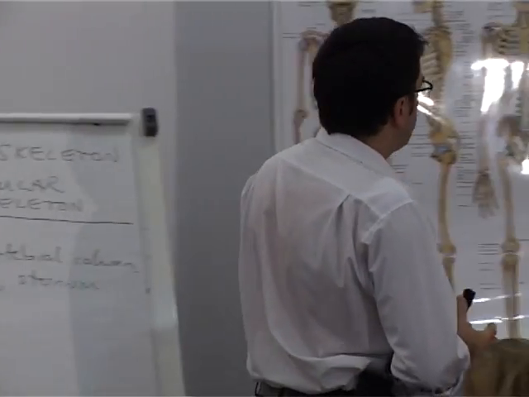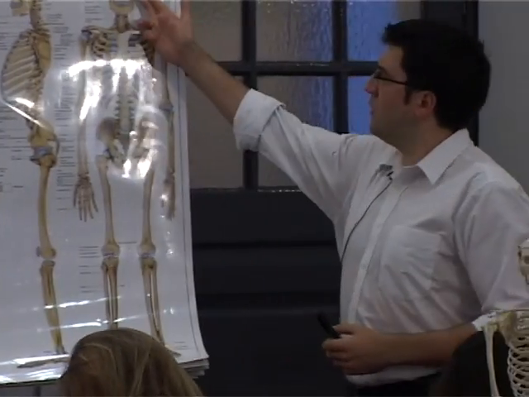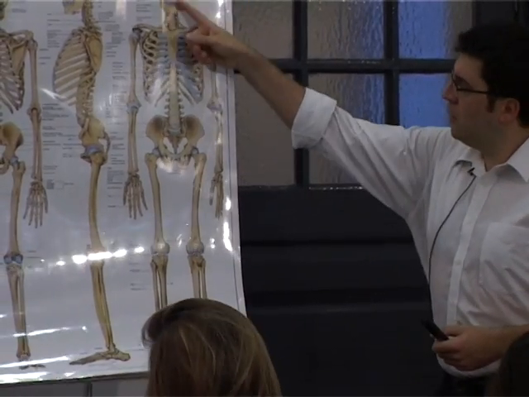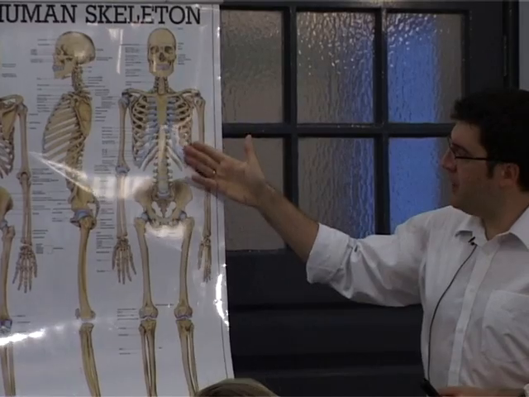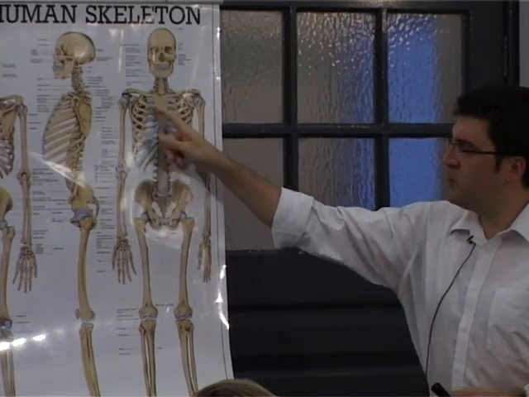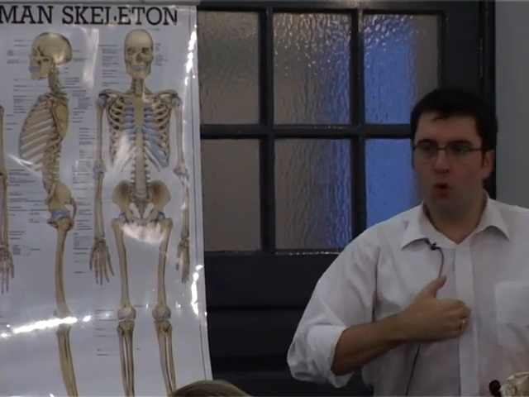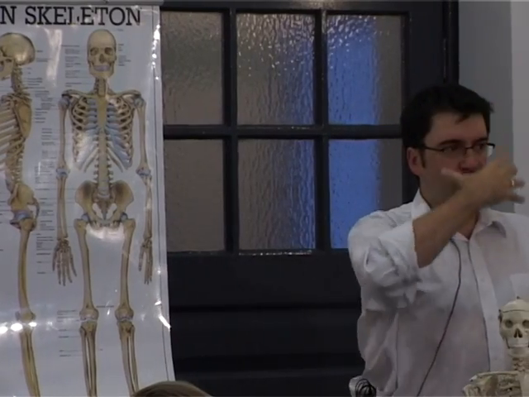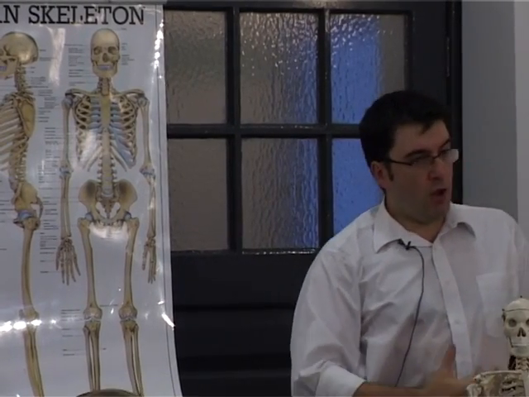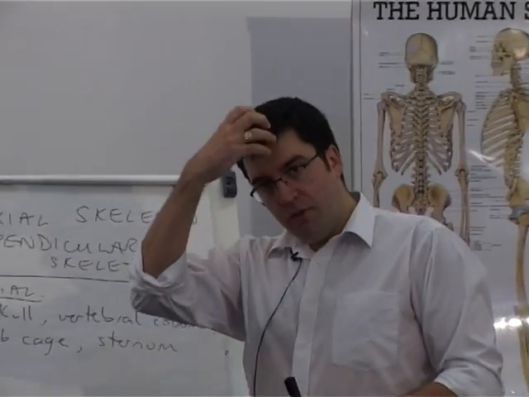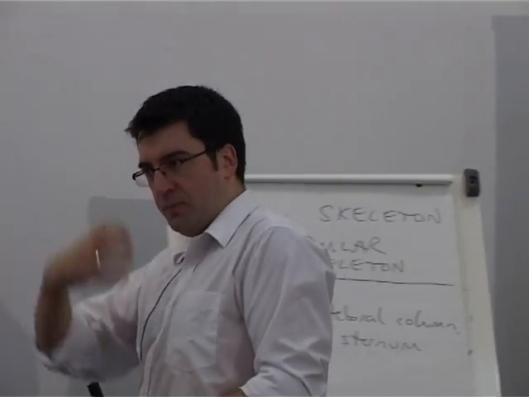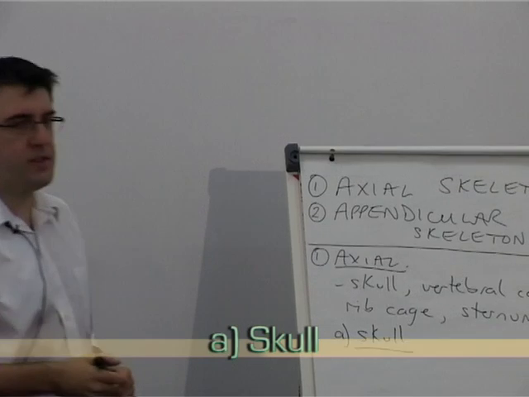Think about where all these things lie. We've got the skull, the vertebral column, which is the backbone, the rib cage, and the sternum, which is the breastbone at the front. All of those bones lie centrally to the body. They're part of the central axis of the body, hence its name, the axial skeleton. They're the line of bones that run through the central axis of the body. So let's look at the skull first of all.